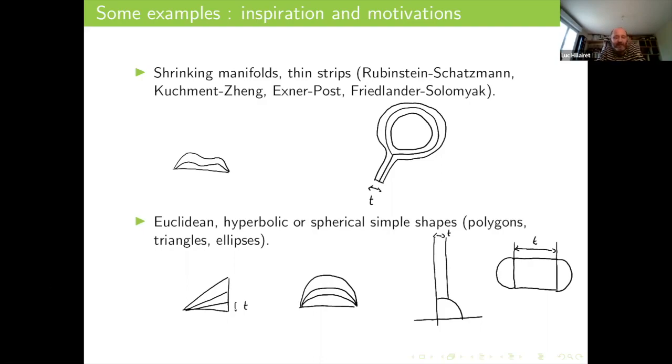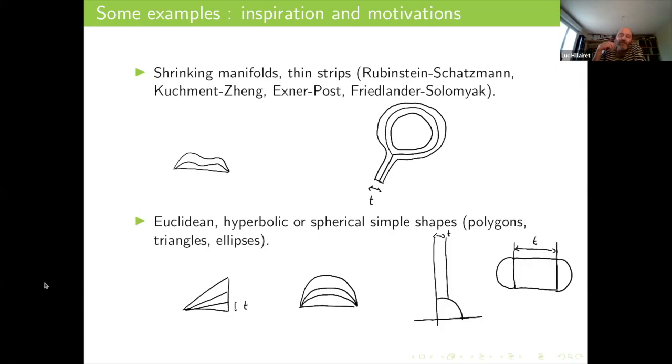The other thing we were interested in is simple shapes, either in Euclidean, hyperbolic, or spherical space. Simple shapes like polygons, triangles, or ellipses. Maybe we want to study what happens to the spectrum when the triangle degenerates onto a segment, or the circle degenerates into a family of ellipses that also collapse onto a segment, or in the hyperbolic plane, for instance, a hyperbolic triangle with one cusp that degenerates when t goes to 0.